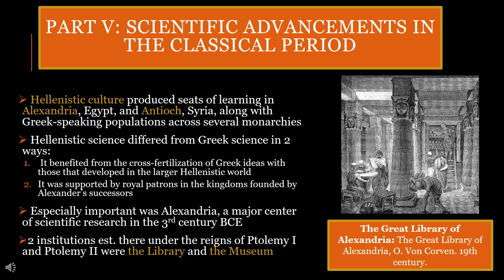Especially important to Hellenistic science was the city of Alexandria in Egypt, which became a major center of scientific research in the 3rd century BCE. Two institutions established there during the reigns of Ptolemy I Soter and Ptolemy II Philadelphus were the library and the museum. Unlike Plato's Academy and Aristotle's Lyceum, these institutions were officially supported by the Ptolemies, although the extent of patronage could be precarious depending on the policies of the current ruler.